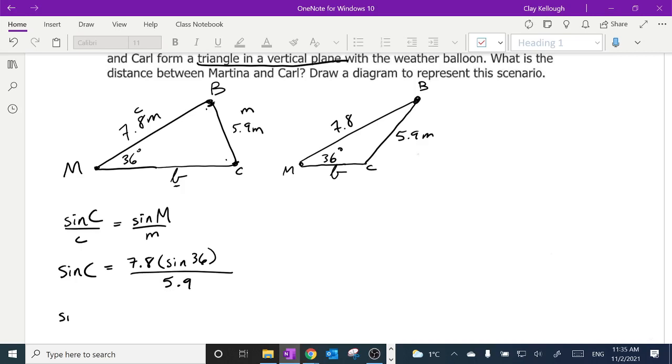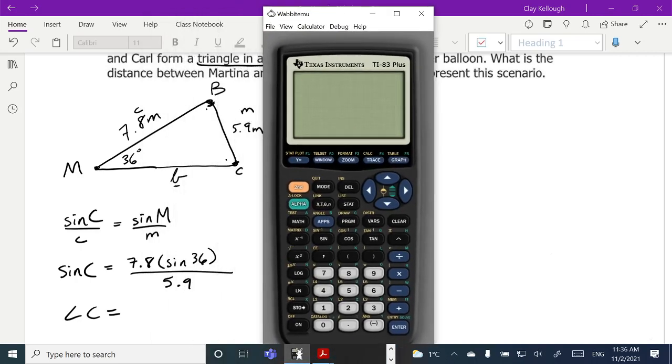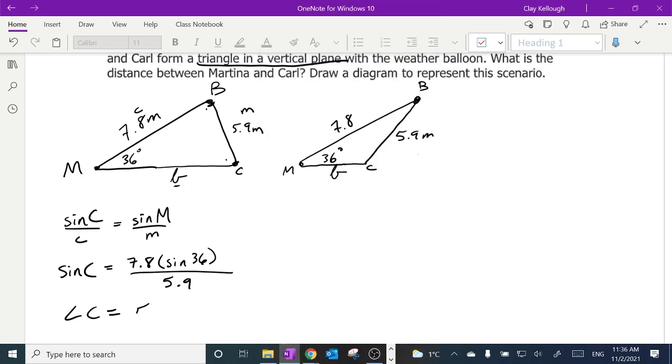I'll do this calculation in one step here. So 7.8 times the sine of 36, close my bracket, divide by 5.9 equals 0.777, inverse sine that answer. And I have 50.99 for the angle. So that's angle C. I won't bother rounding till I'm done.